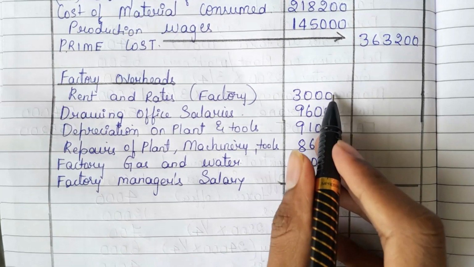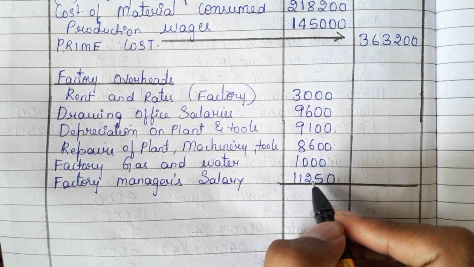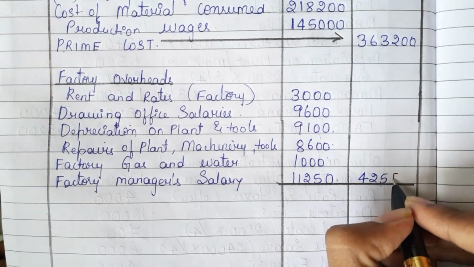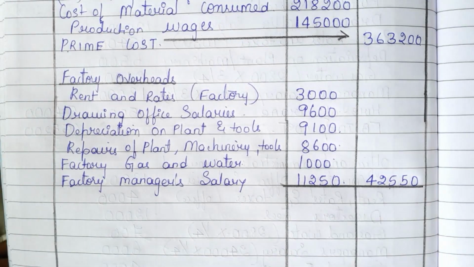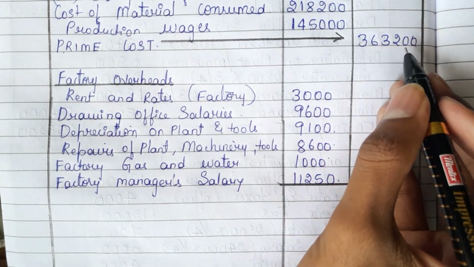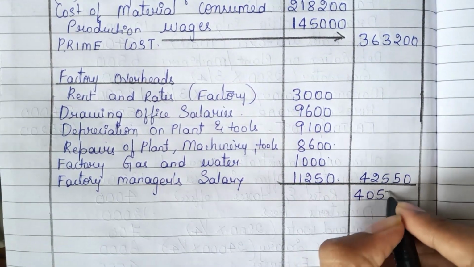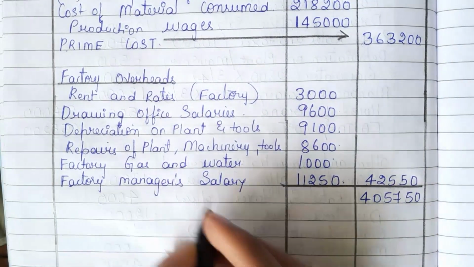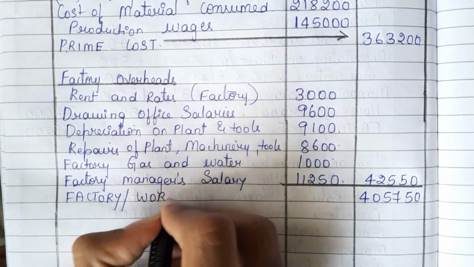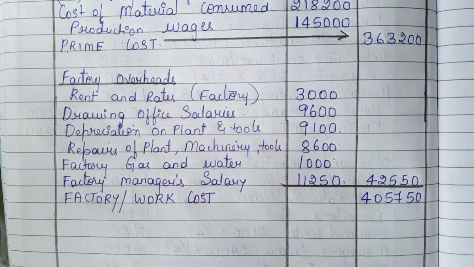Now add 3,000, 9,600, 9,100, 8,600, 1,000, 11,250. We will get 42,550. Now add 3,63,200 with 42,550. We will get 4,05,750. What is this? This is our factory cost or work cost. This 4,05,750 is known as factory cost or our work cost.